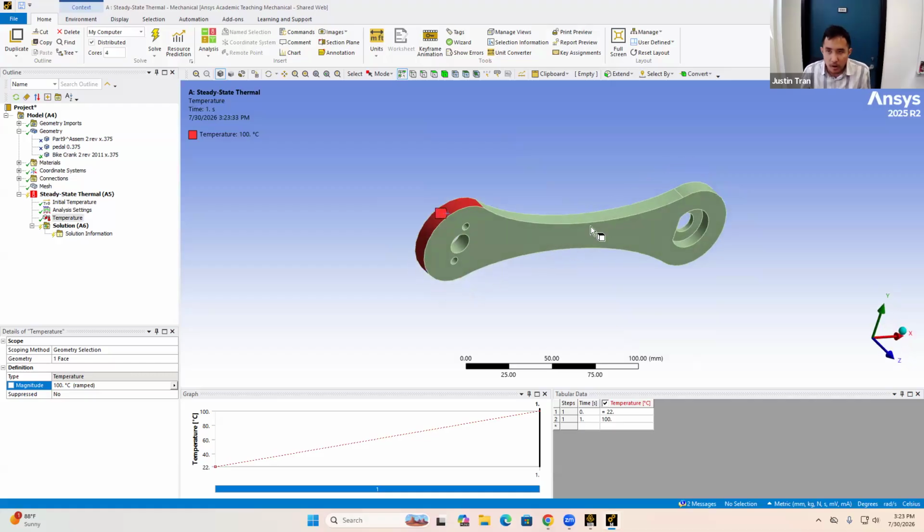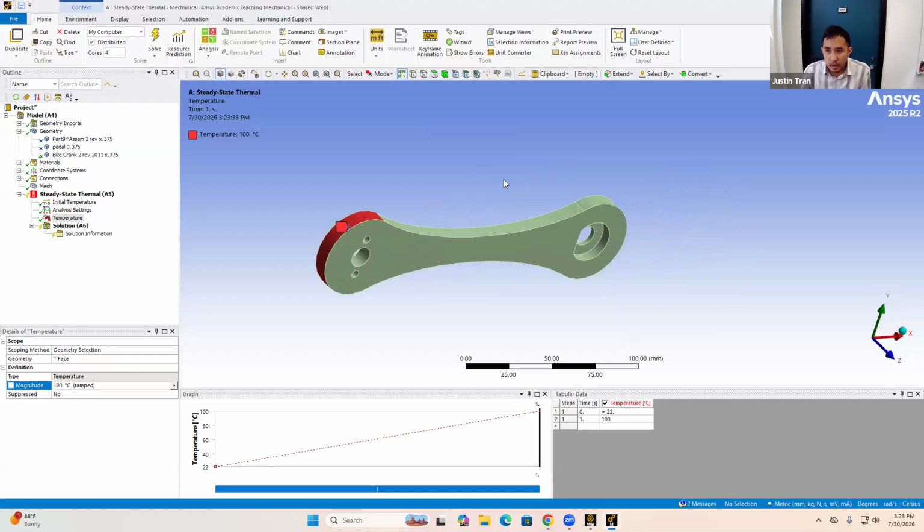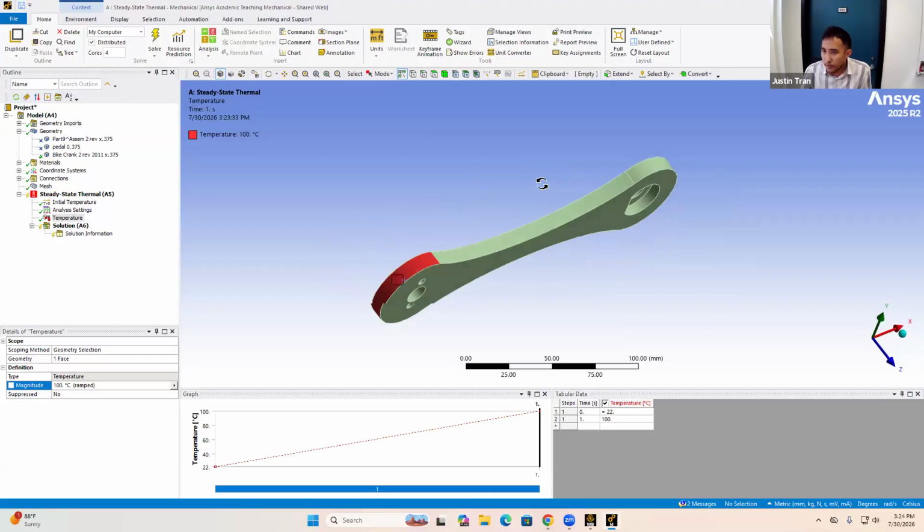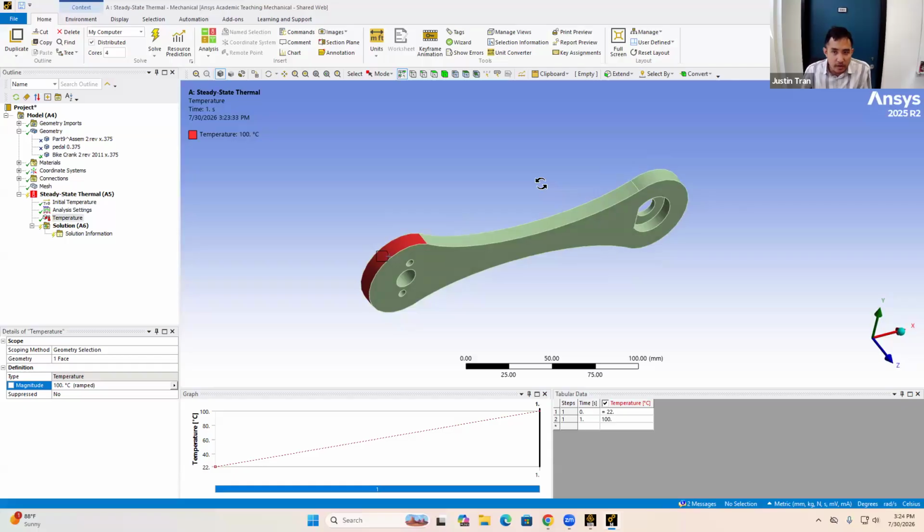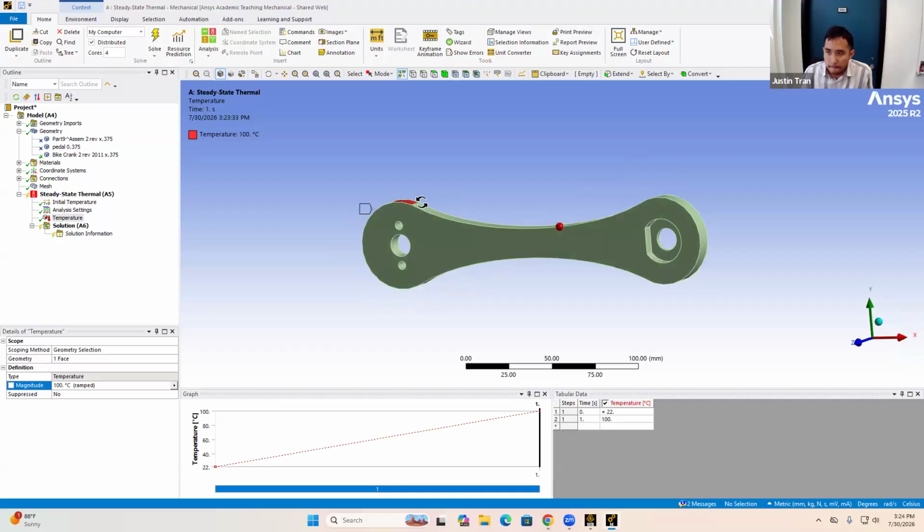If you remember from our discussion on boundary conditions, every finite element simulation has to have at least one constraint. That idea translates to thermal simulations as well. It's just that instead of being a constraint on the deformation, for thermal simulations our constraint is on the temperature. So we're specifying a temperature constraint on this end here.